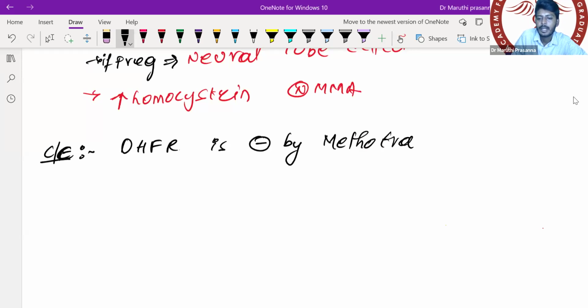Methotrexate. Okay, then there is one more drug, a newer one that has come nowadays: pemetrexed.